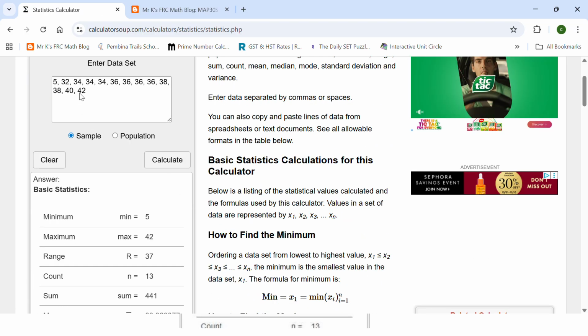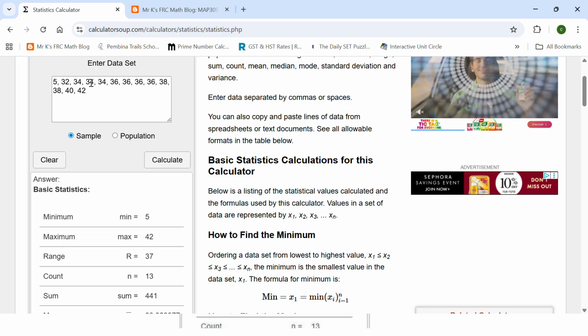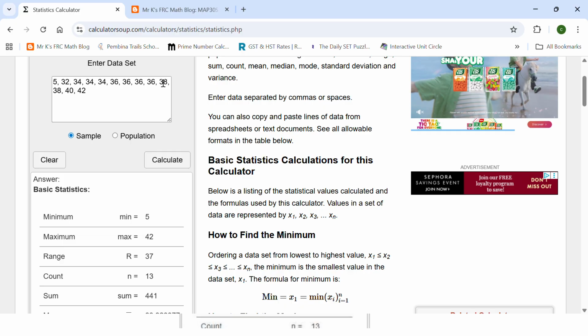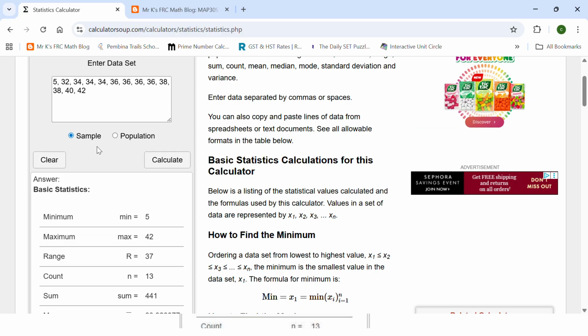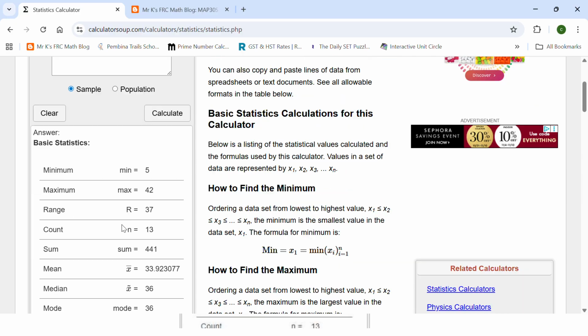It will add up all these numbers and divide by 13. And when it does that, it gets a mean, which again, there's our symbol X bar, of 33.923. Okay, so there's our mean.